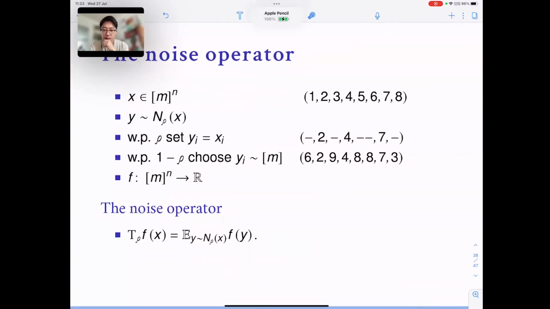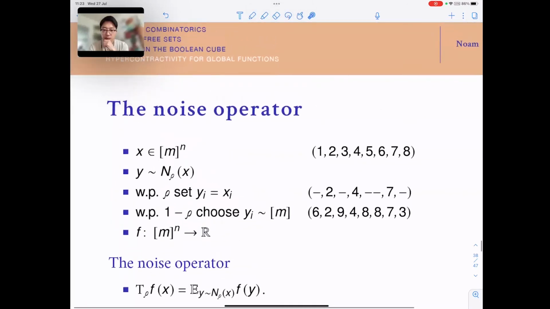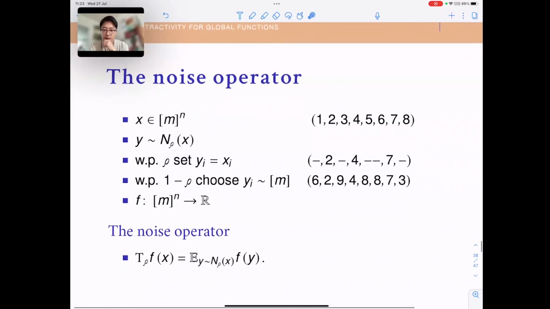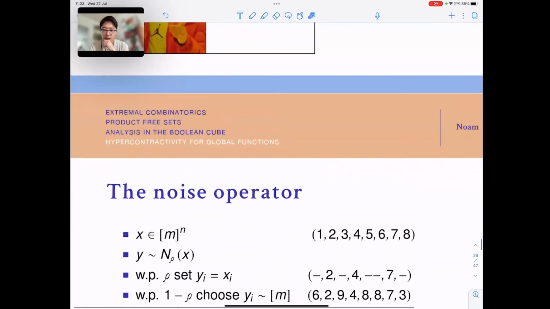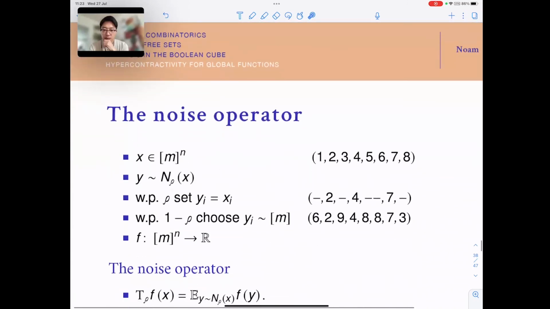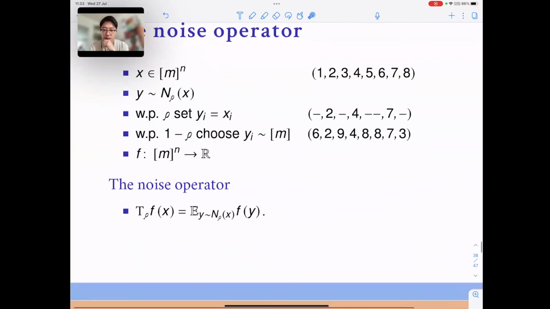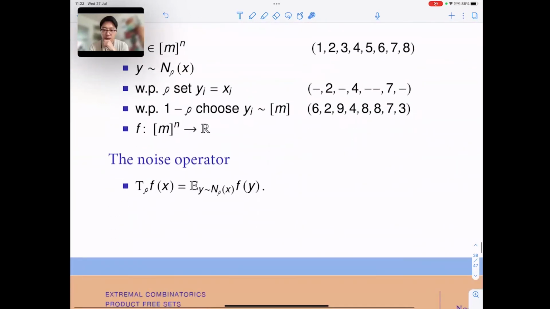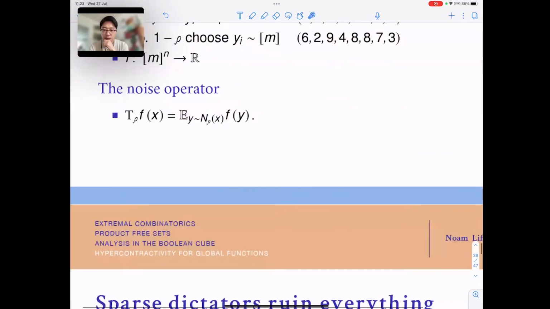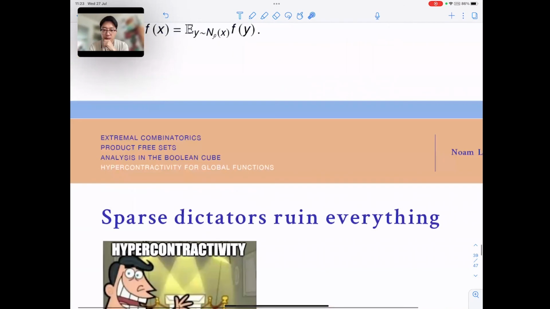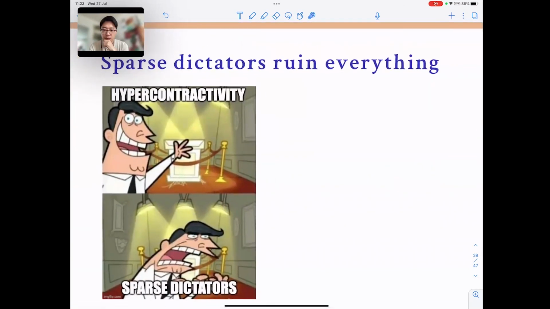Okay, so I guess I have 2 minutes before questions, I assume. So maybe I'll just say quickly, here the noise operator can be defined in an analogous way to the multicube. And you can show that sparse dictators not only ruin the smoothness of low degree functions, but also ruin small set expansion.